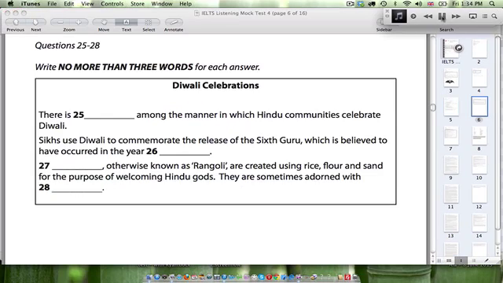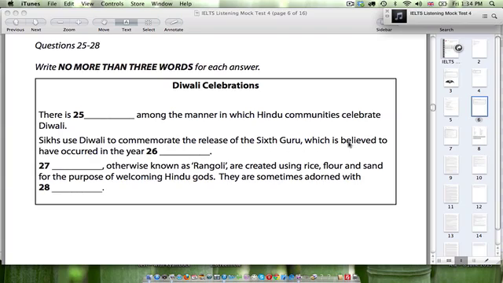Conversation. You have some time to look at questions 25 to 28. Okay, so let's quickly go through these. There is blank among the manner in which Hindu communities celebrate Diwali. Probably an adjective or noun. Sikhs use Diwali to commemorate the release of the sixth guru. This will appear in the listening for sure.